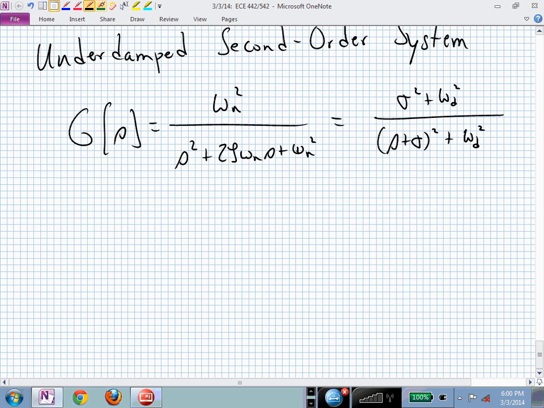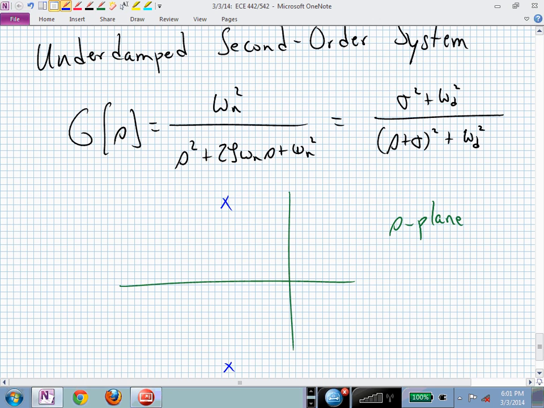If we wanted to locate those in the complex S-plane, they're always going to come in pairs, and they're going to be complex conjugate pairs, and a lot of times I won't even show the bottom one. But we're always going to assume we have real coefficients in our transfer function.